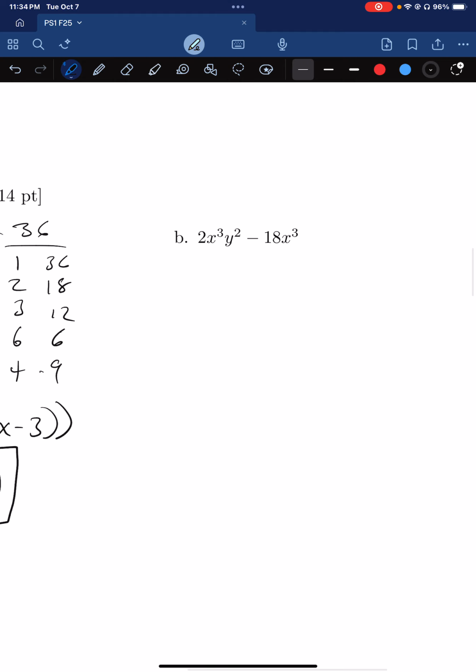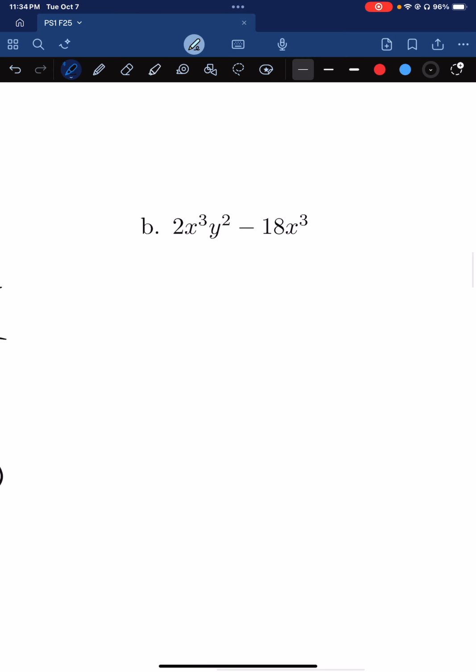All right. Let's see what we can do here. We have 2x cubed y squared minus 18x cubed. I'm noticing this y squared is by itself. There's no y squared here. So it doesn't seem like there's going to be much we can do with that, but I do notice 2 and 18 are both even, and we also have an x cubed and an x cubed here, so I can at least take out a 2x cubed from both of these. Let's try that. We get y squared minus 9.